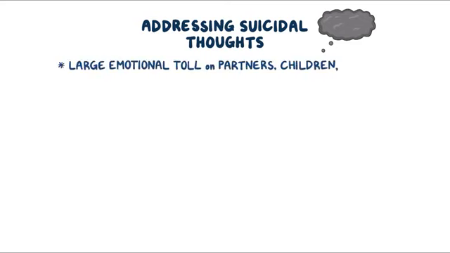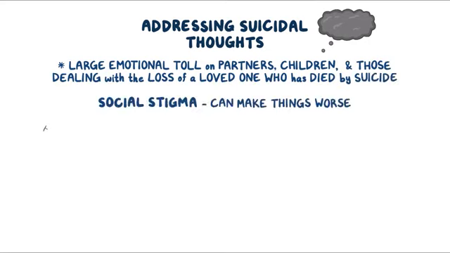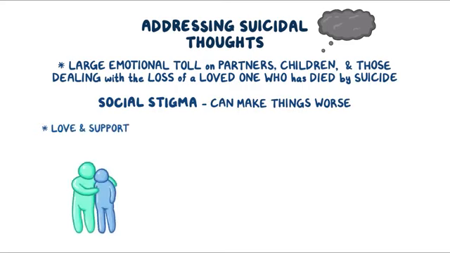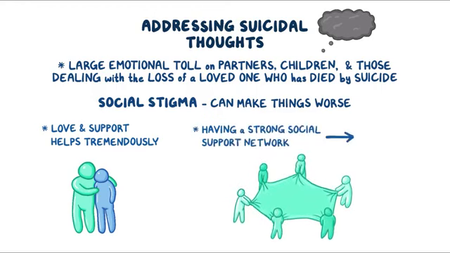Addressing suicidal thoughts is hard for those feeling suicidal as well as for those trying to help. It can take a large emotional toll on partners as well as children living with a person who has suicidal thoughts, as well as for those dealing with the loss of a loved one who has died from suicide. What's even worse is that suicide carries a lot of social stigma. Love and support from friends and family help tremendously. And having a strong social support network has been proven to lead to better outcomes.